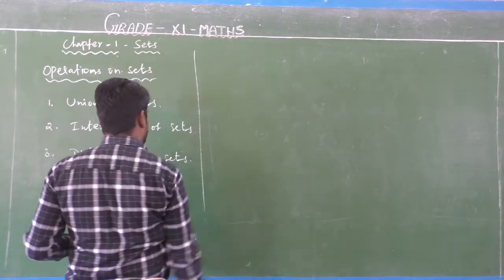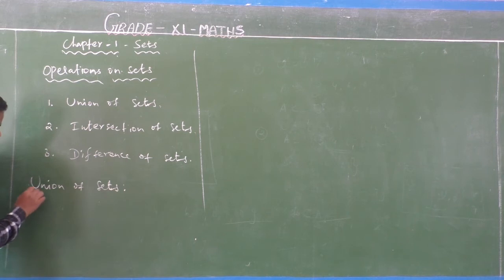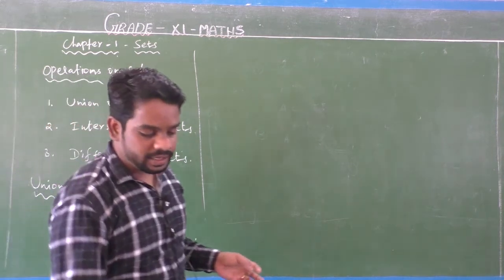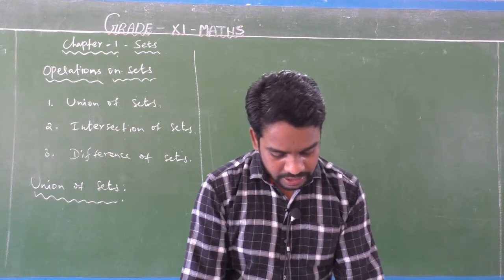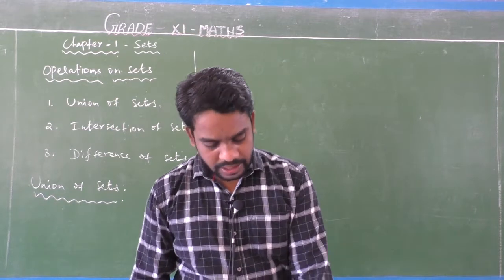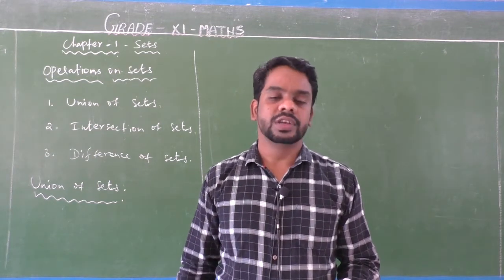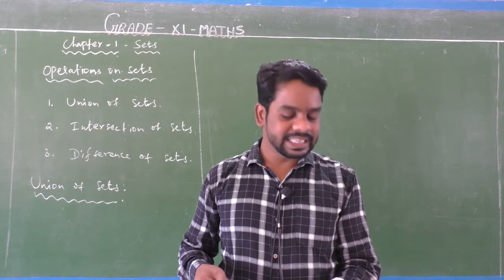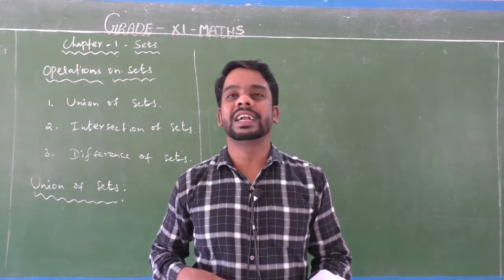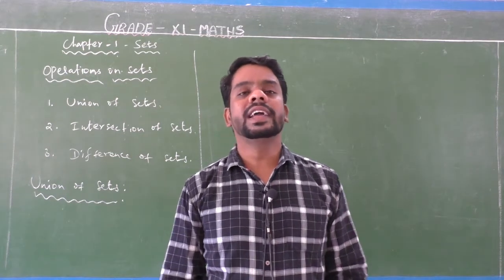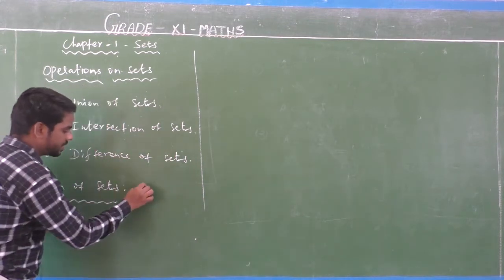The definition of union of sets: let A and B be any two sets. The union of A and B is the set which consists of all the elements of A and all the elements of B, the common elements being taken only once. The symbol ∪ is the union symbol.